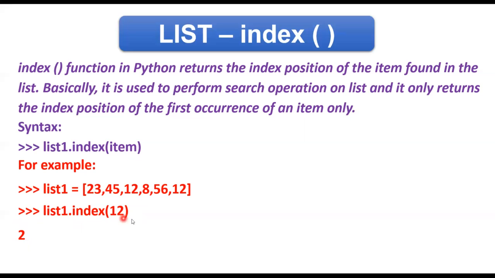So this index method is used to find, or we can say to search, an element in the list. And if the element is not present at all in my list, then it will return an error. So we can implement it practically as well.